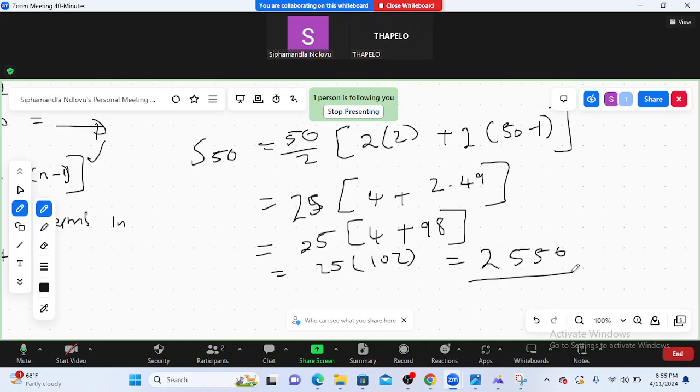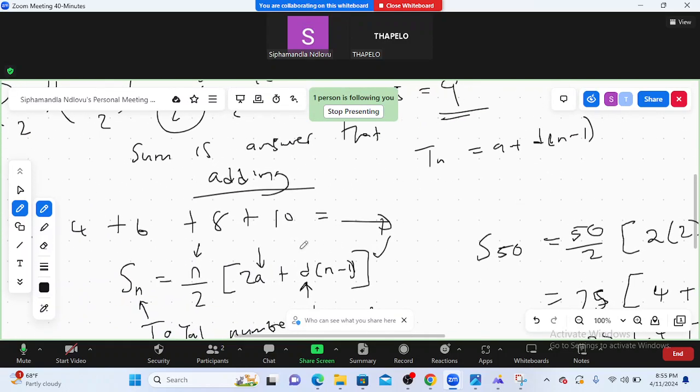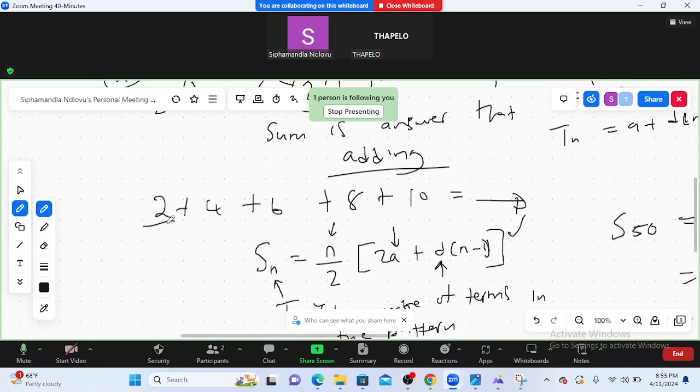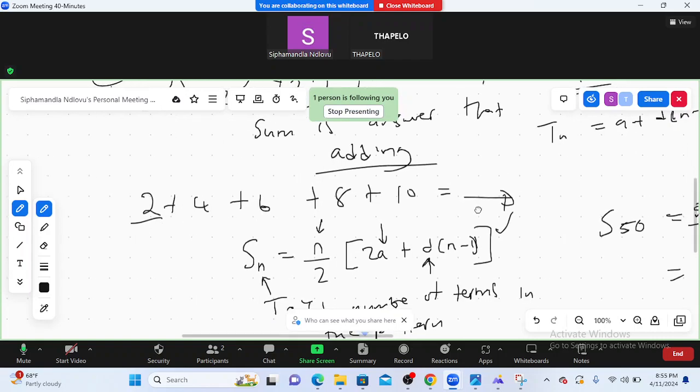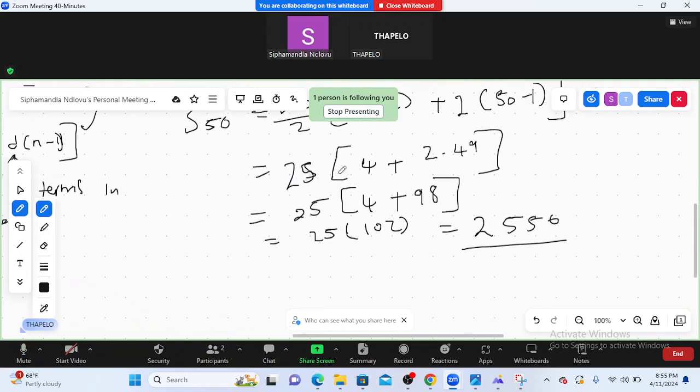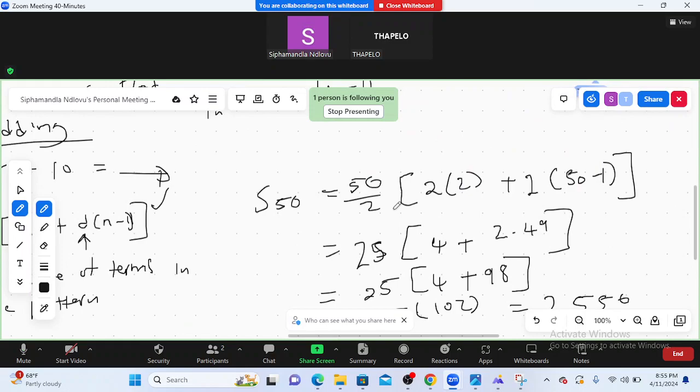2,550. So if I'm adding, what does this number mean? If I'm adding the terms starting from term 1, starting from this 2 right here, and up until I add the term of term 50, I will get 2,550. But in order for me to save time, I just use this formula, right? Yes, I get you. Right. Now, this is the first formula.